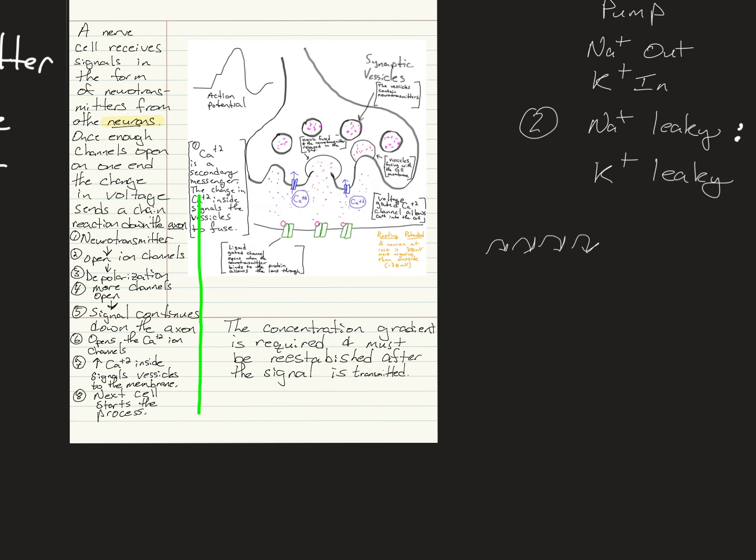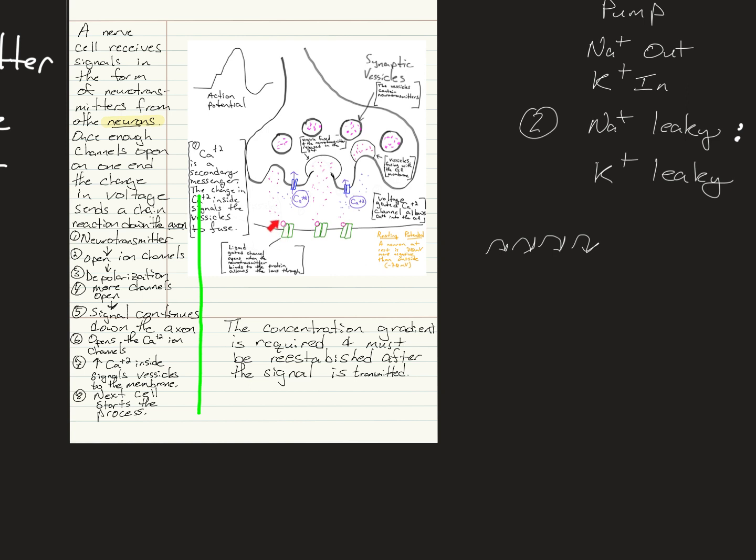All right. So then we have the vesicle fuses to the membrane. The vesicle's membrane becomes part of this membrane. Out comes the neurotransmitter. That neurotransmitter, remember, is the ligand that binds to the protein. This is a ligand-gated channel that opens when the neurotransmitter attaches.